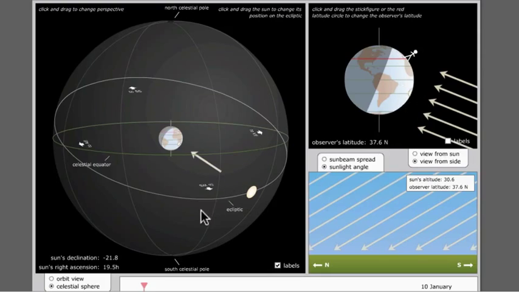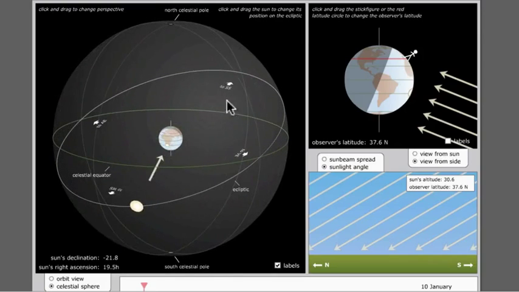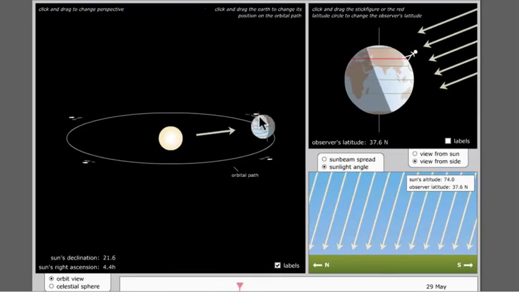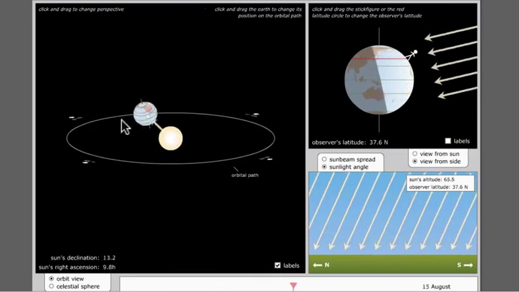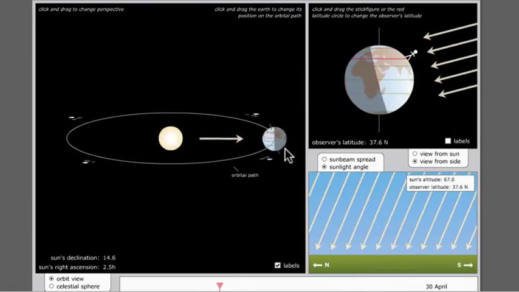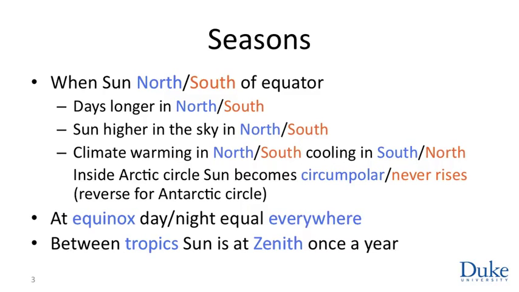latitudes. And I hope that this picture, if you play with it a little bit, will clarify the relation between the orbit of the sun around the celestial sphere and the tilt of the Earth's axis relative to the sun. Note that the Earth's axis points in the same direction towards the celestial North Pole as the Earth rotates around the sun, and the changes in length of day and night and in terrestrial heating. So let's summarize what we've learned.